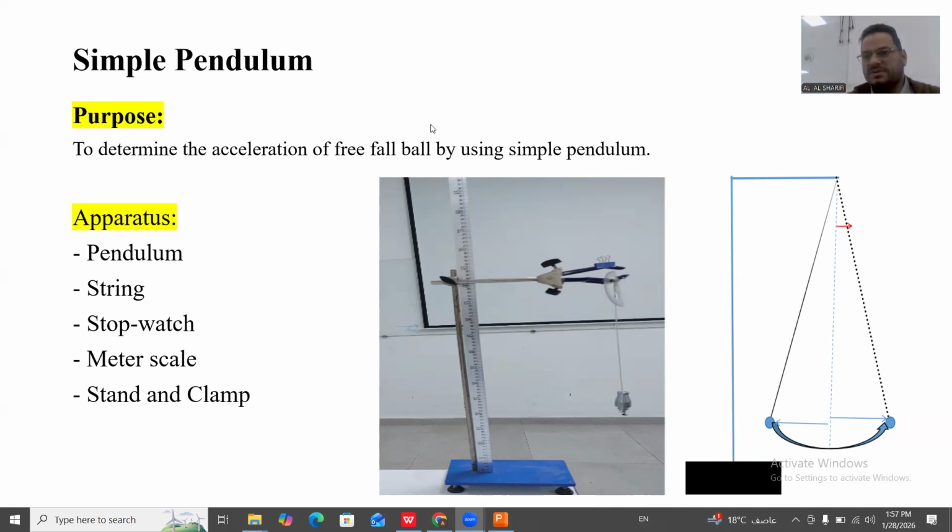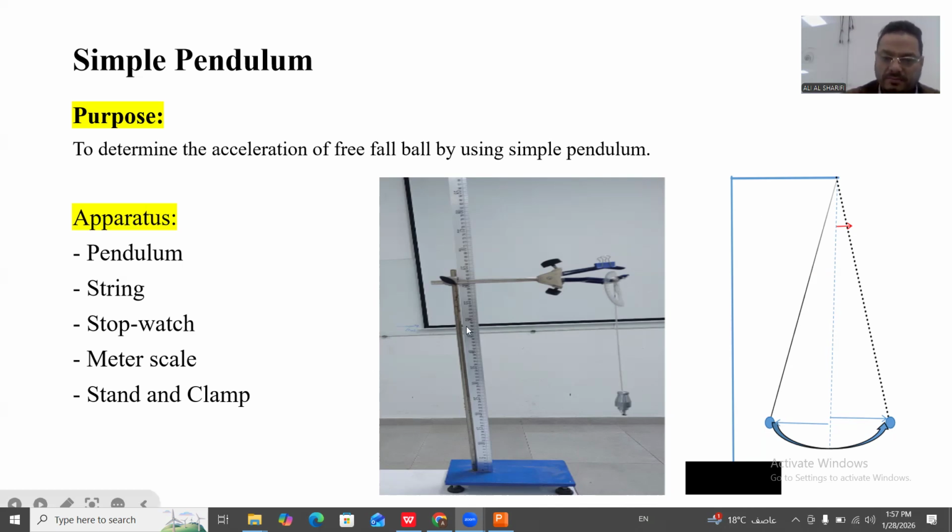Actually, the purpose is very important because from the purpose, you should know your main goal. You can solve any question because any question will come from this purpose, since it's our main goal. According to the purpose, to determine the acceleration of free fall, and this is the simple pendulum.